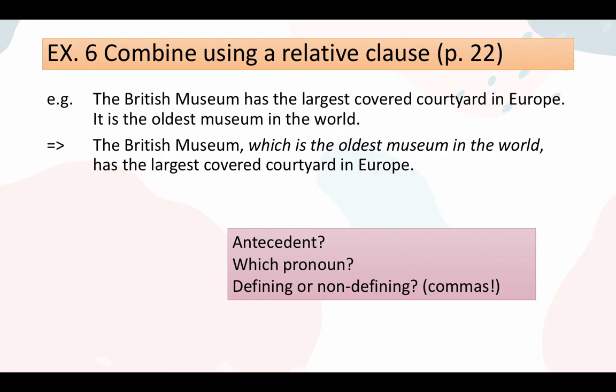So you need to ask yourself, do you really need to know the information to know what is talked about? The British Museum is already a proper name, it is an eigen naam, so you technically do not need to know that it is the oldest museum in the world, so it's just additional information. Therefore, it is non-defining and you can put it between commas.